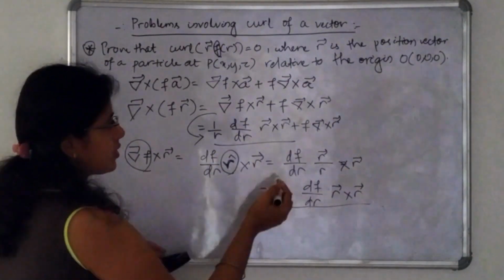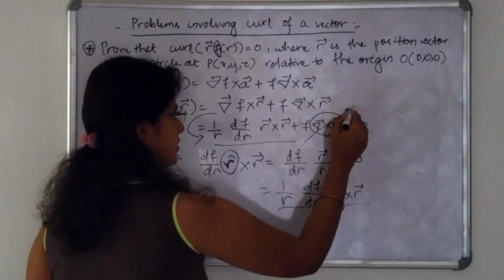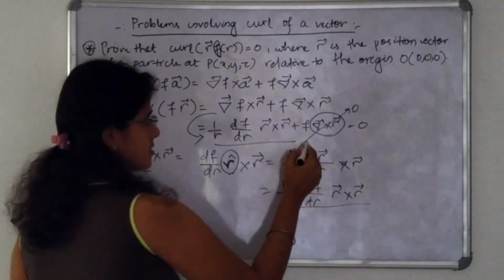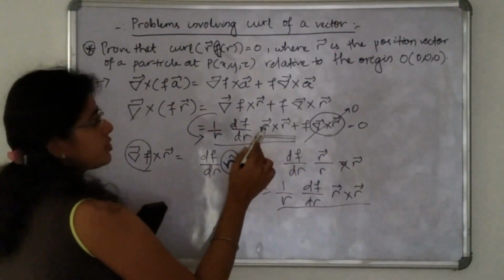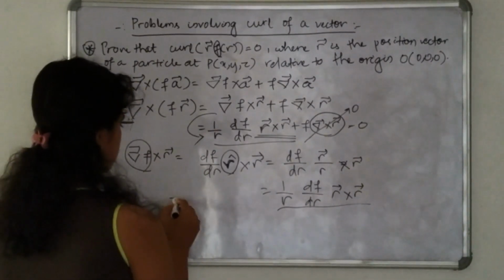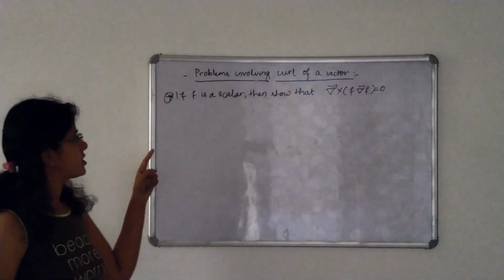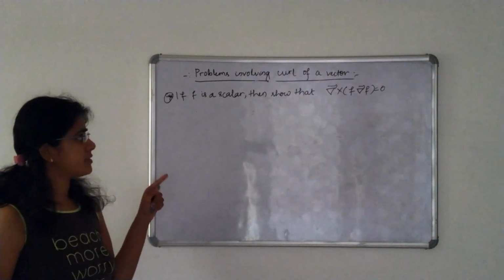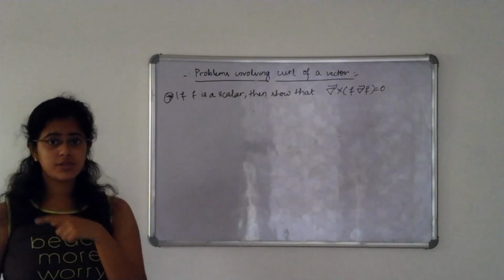So then we know that curl of a position vector is equal to 0. So this step is 0. So this part is 0. So here again the cross product of two similar vectors is 0. So the answer is 0. The question is, if f is a scalar, then show that curl of f into grad f is equal to 0.